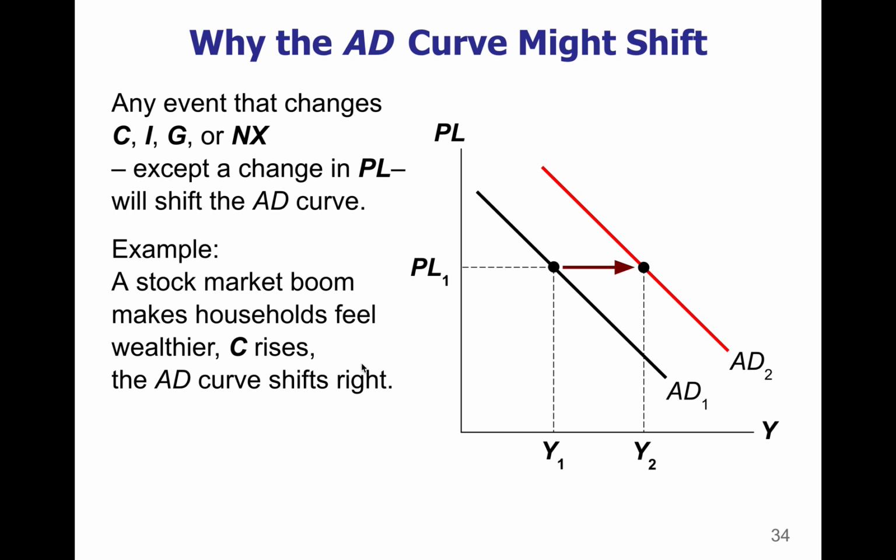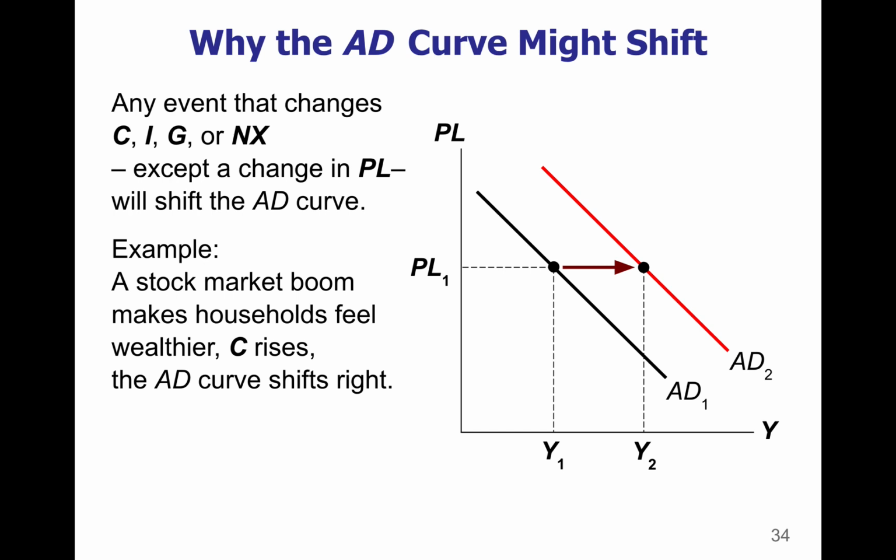So the example I gave here is a stock market boom. Stock market's doing really well. That means a lot of people and probably businesses are making money in the stock market. That means that they have more income to spend, and that means spending in general is going to go up. That would cause consumption to go up and investment to go up, and therefore the entire aggregate demand line shifts out to the right.